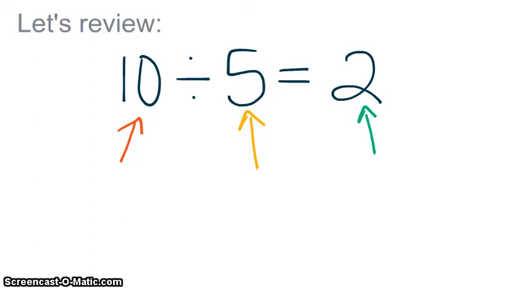The first part that we have in a division problem is known as our dividend. And in this particular example, that would be represented by the 10. Dividend. And that would be our 10. That's the number that we are splitting up, so that's our dividend.